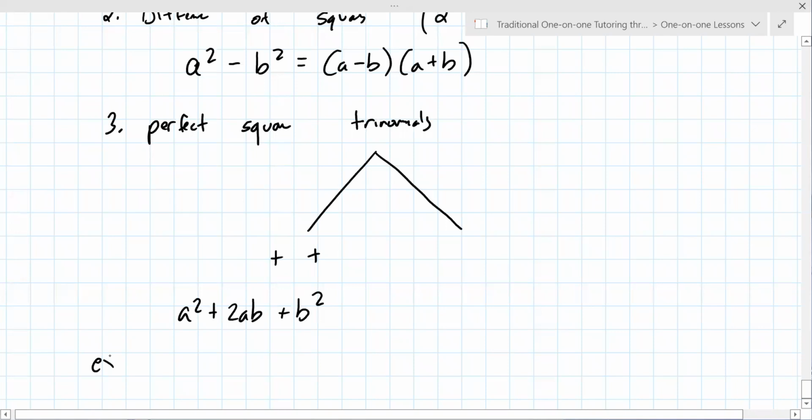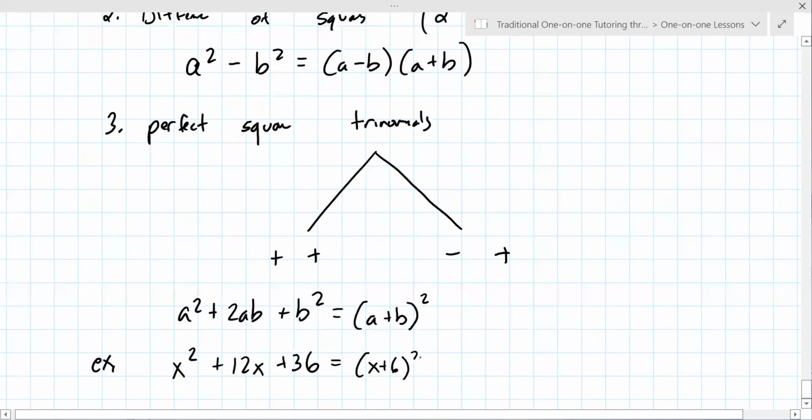If we need an example, it'd be like x squared plus 12x plus 36. The plus plus refers to these two here. The next one is minus plus. Sorry, I need to give you the factored form of these. This always becomes a plus b, squared. So this would become x plus 6, squared. The minus plus is a squared minus 2ab plus b squared, minus plus referring to the minus and then the plus. This becomes a minus b, squared.